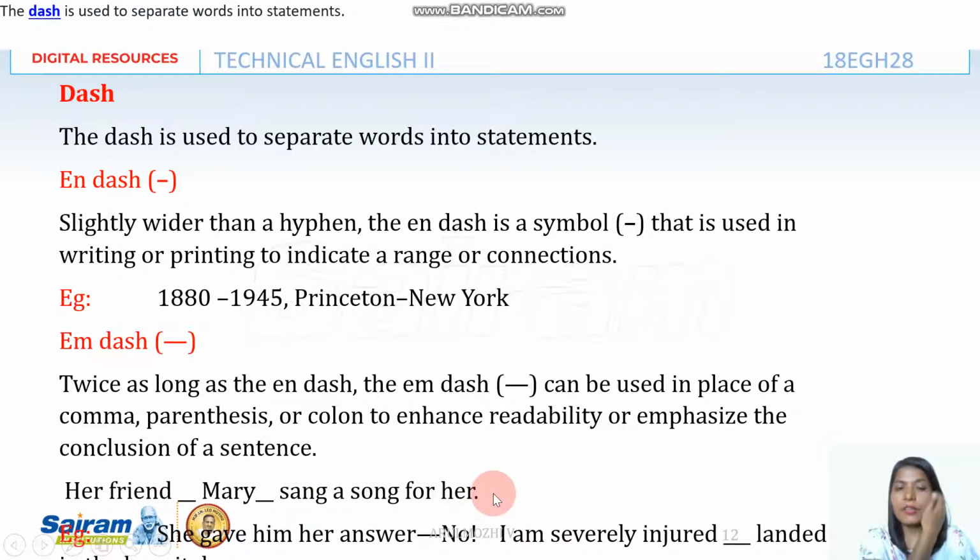Actually, the writer wanted to say her friend sang a song for her, but when he wanted to add extra information, he introduces an m dash. It can be replaced by commas: her friend, comma, Mary, comma, sang a song for her, or within brackets you can say Mary. Also it is used to emphasize the conclusion of a sentence. Take for example, she gave him her answer: no.